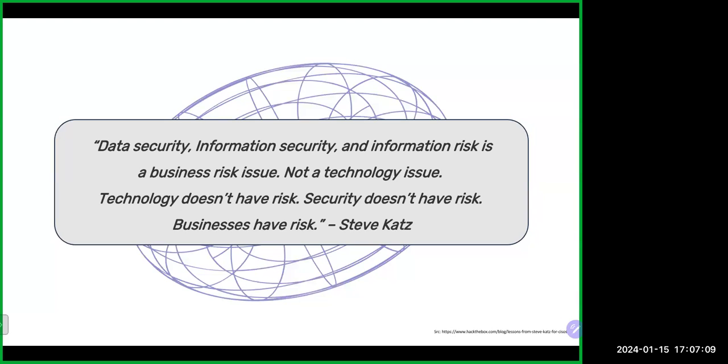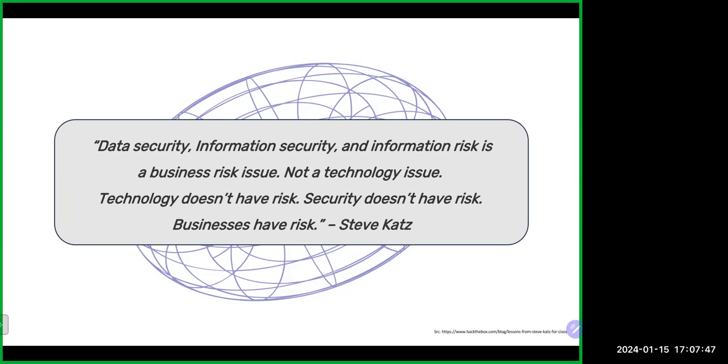Also, let's try to start with the final goal in mind. Here is a quote from the first CISO in history, Steve Katz, who passed away last year. He said data security, information security, and information risk is a business risk issue and not a technology issue. Unfortunately, many organizations keep looking at it as an internal IT infrastructure issue. According to Steve Katz, technology doesn't have risk. Security doesn't have risk. It's the business that has risk. So we need to look at it from a business perspective, with business goals in mind.